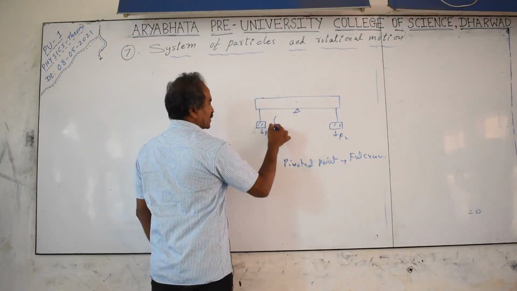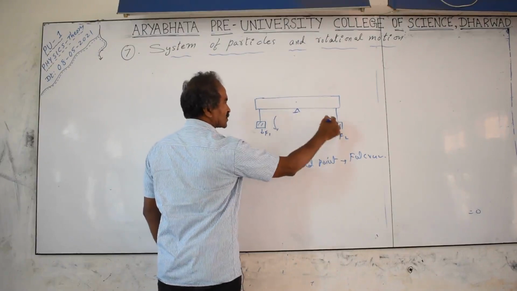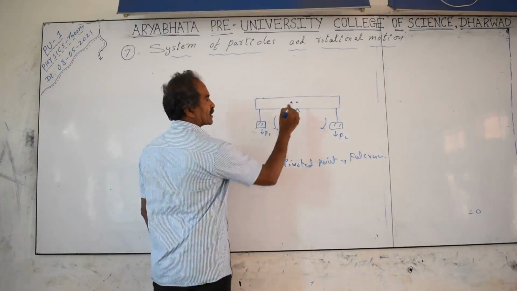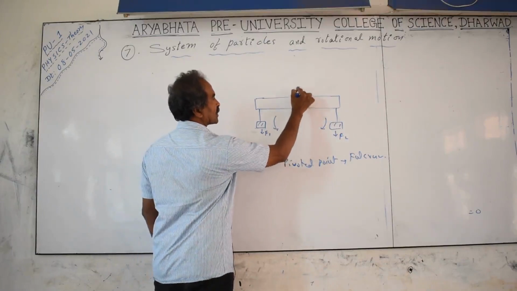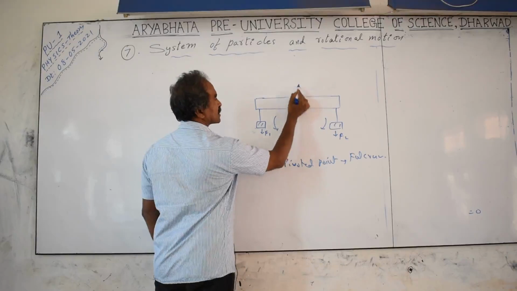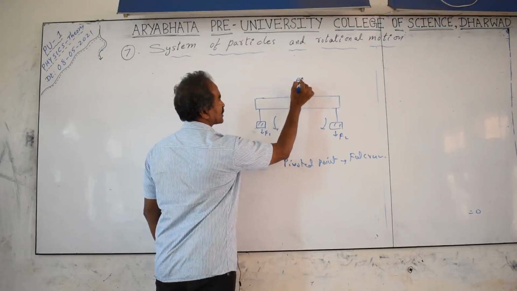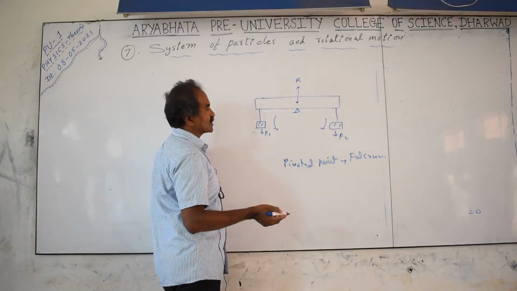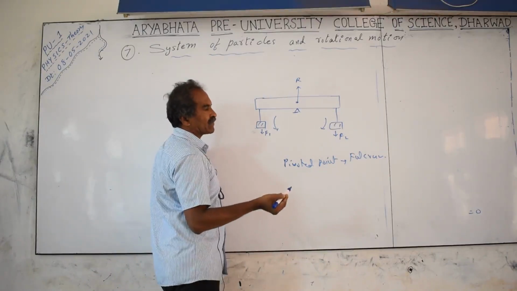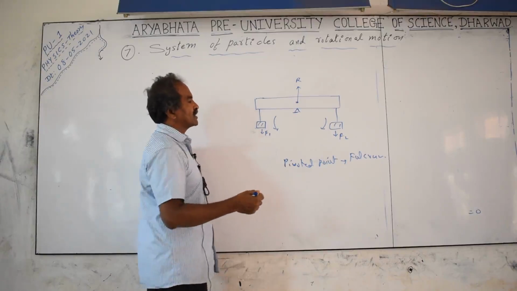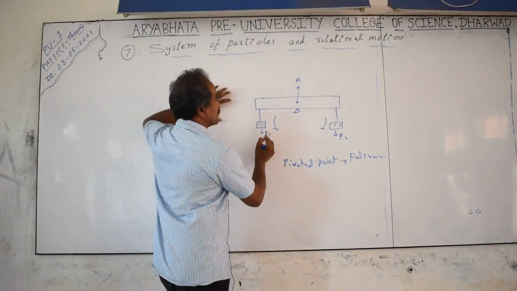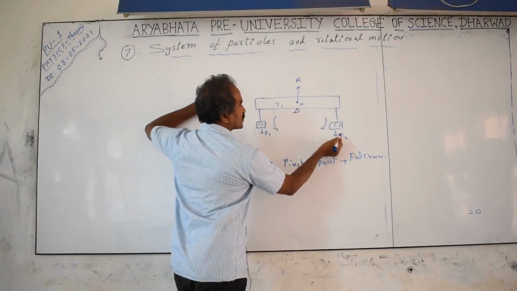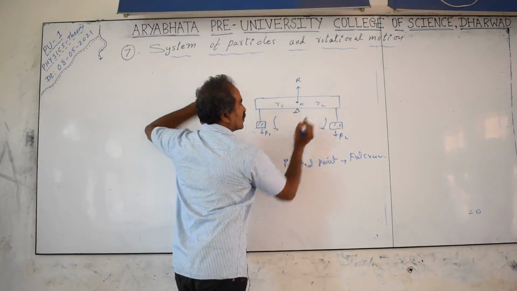This weight is trying to rotate in this direction, and this force is trying to rotate in that direction, about this point O. The rigid body is in equilibrium, and the force acting upwards is a reaction force, which we take as the normal reaction R. Equilibrium means the upward force must equal the downward force, and the anticlockwise torque equals the clockwise torque. The distance from F1 to this point O, I take as r1. The distance of the other force from O is r2.